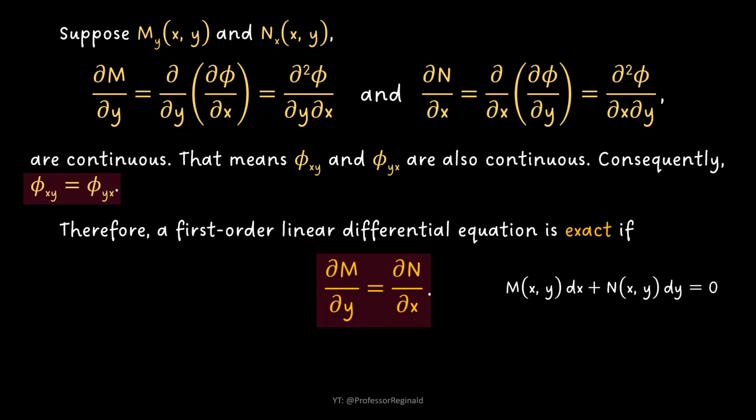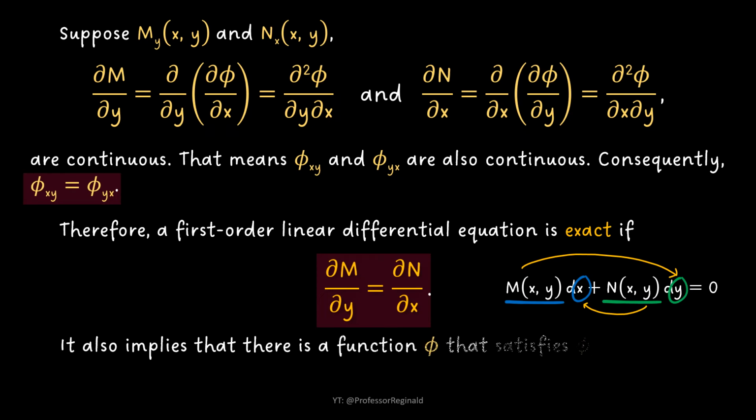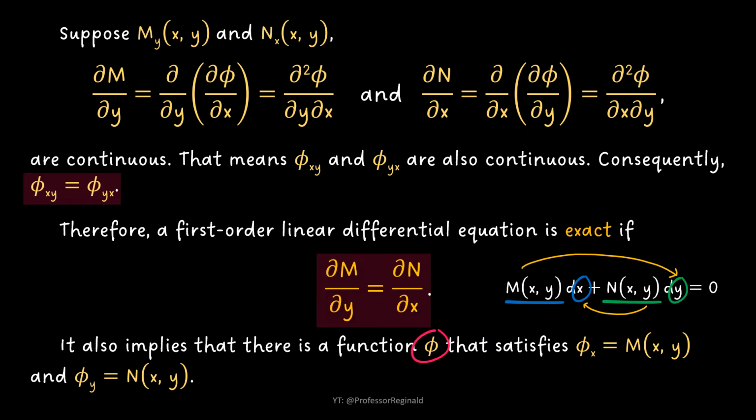In this condition of exactness, the partial derivative of a coefficient function is taken with respect to the variable of the other differential. This condition also implies that there is an unknown function that satisfies these two first-order partial derivatives that were introduced in the previous page. After proving that the differential equation is exact, let us find an unknown function that satisfies the condition of exactness, using these two partial derivatives of the unknown function.